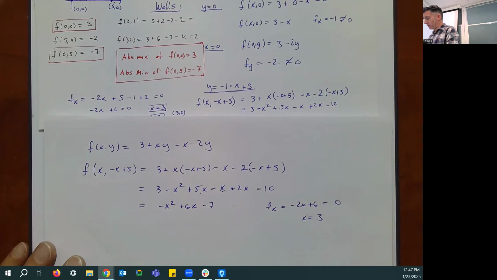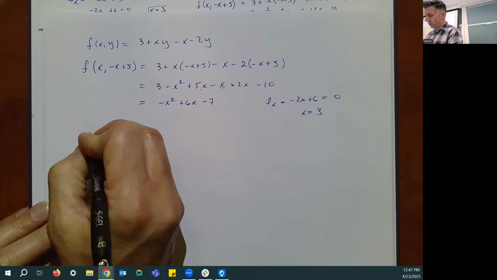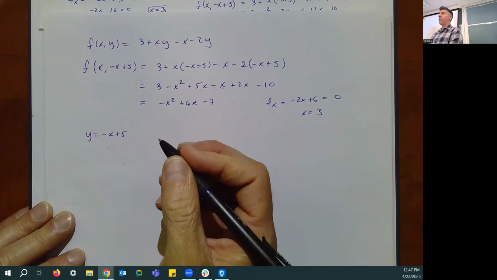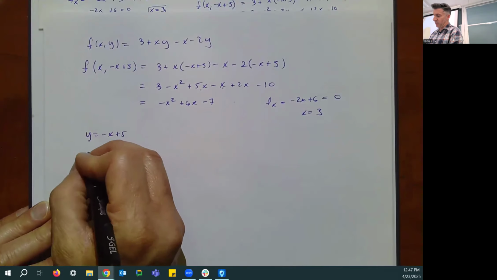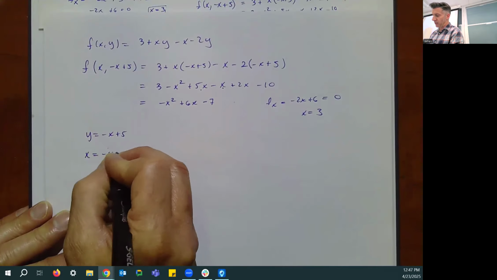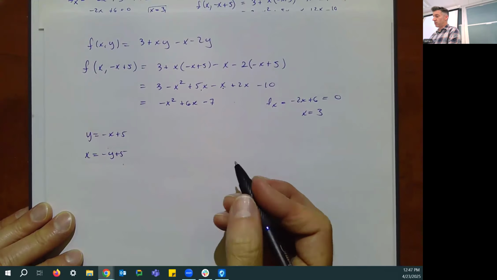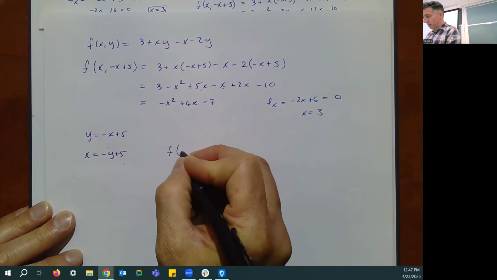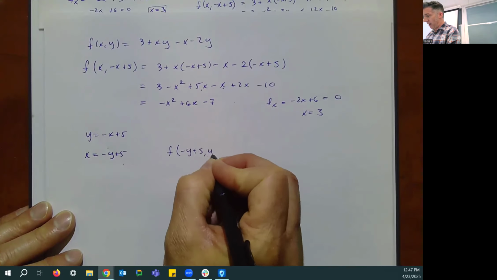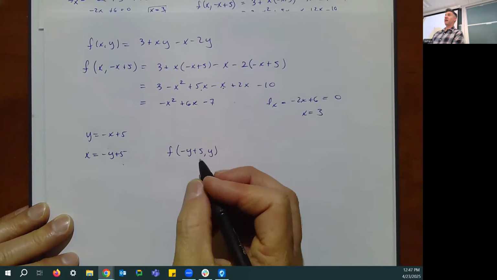So you could have taken the equation y equals negative x plus 5 and solved for x instead. It's actually kind of the same equation. You get x equal to negative y plus 5. And you could have done it that way. You could have said, cool, my f of negative y plus 5 comma y. Now I'm going to replace every x with what it's equal to.